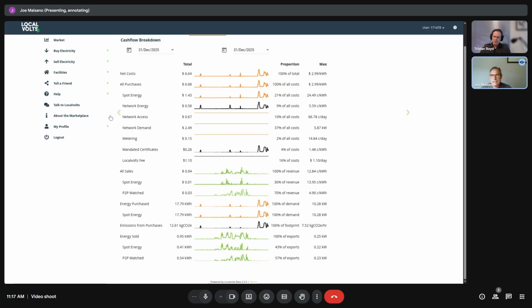I have to pay a daily access fee just to be on the grid. So this is, again, coming from my network operator. In my case, this is Ausgrid in the Sydney area. So I'm paying about 67 cents a day.